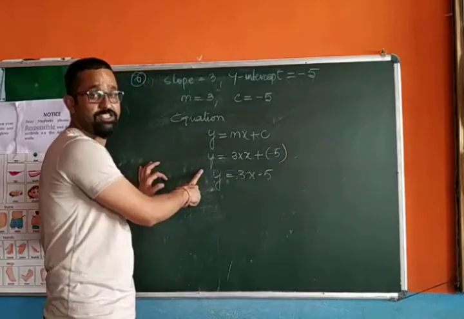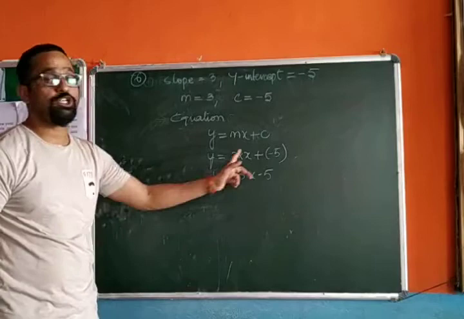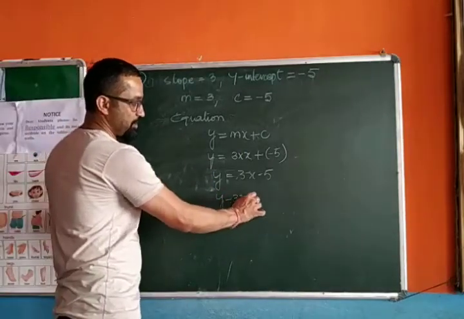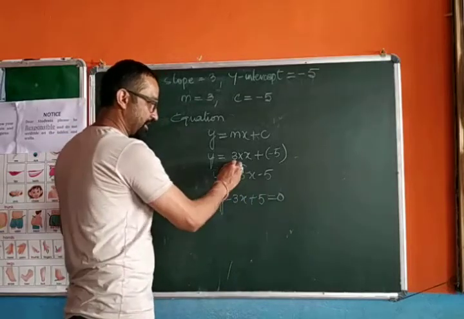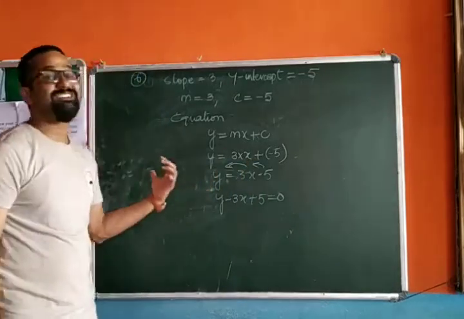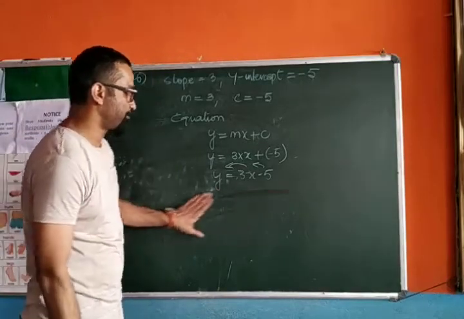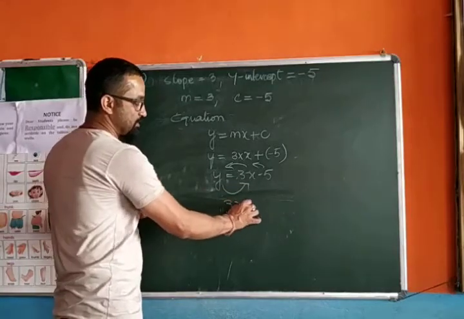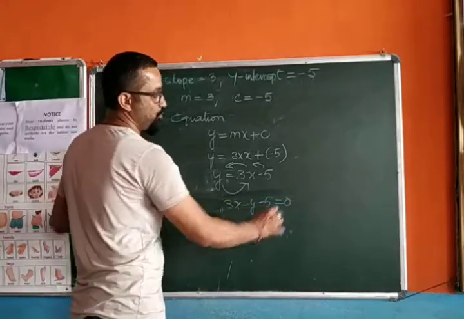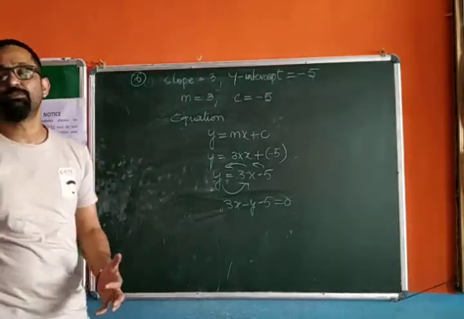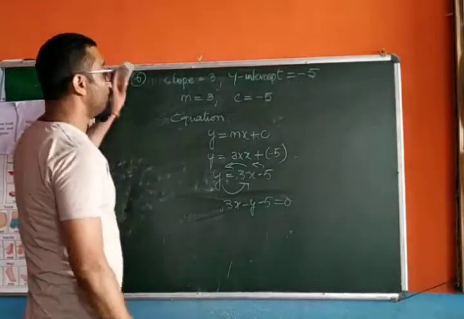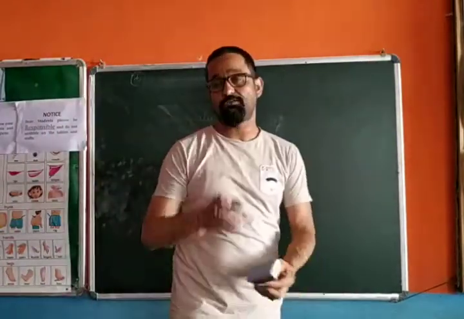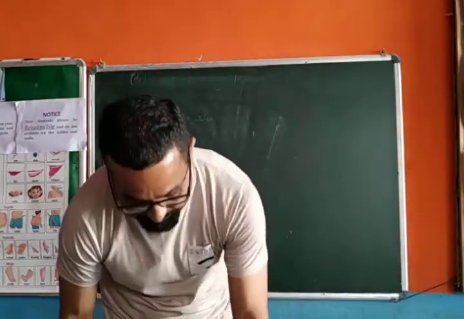You can leave it like this. This is also a standard equation of a straight line, or you can simplify it. y minus 3x plus 5 equal to 0, taking everything on the left hand side. Or you could do it like this: take y on the right hand side, 3x minus y minus 5 equals 0. All three are acceptable. So you have a formula by which we can calculate the equation of a straight line with slope and y-intercept.